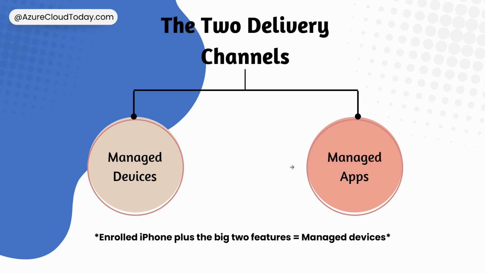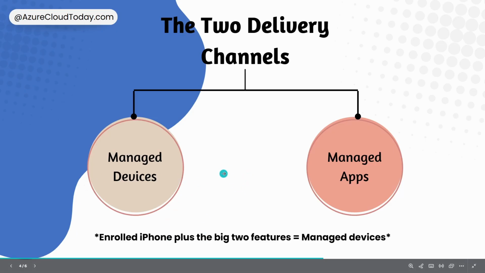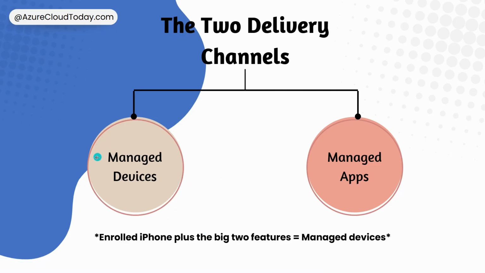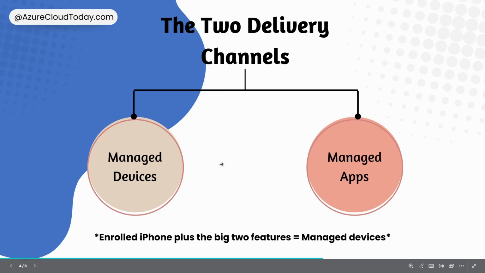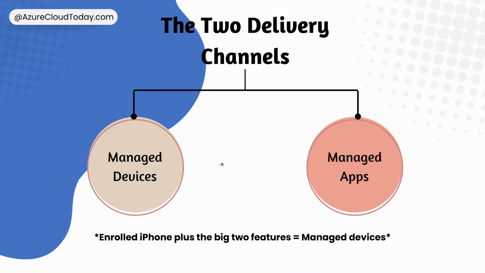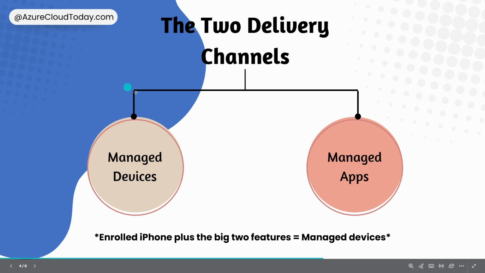Please do note that two of the most powerful Outlook features, which are automatic account setup and blocking personal accounts, only work through managed devices. So if your devices are enrolled and you want those features, then please select Managed Devices. Our iPhone that we are using in our series is already enrolled through the company portal. So today we would be building a Managed Devices policy together.